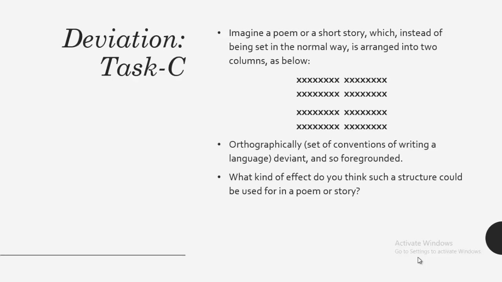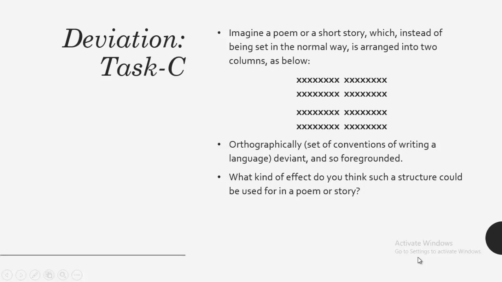And don't get too tired. This is the last task for this topic, deviation. So imagine a poem or a short story which, instead of being written in a normal way, is arranged into two columns. You would not normally find a poem written in the form of two columns. Here is column 1 and here is column 2, or a short story written in the form of columns. You would not normally see it.